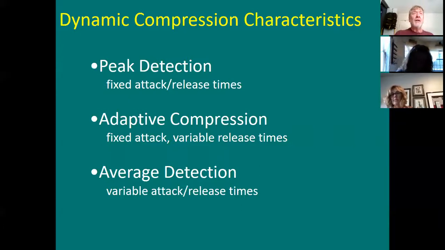So if you had a sound like a clap or a door slam, you'd have a quick attack, quick release. But if you had sounds like traffic coming toward you, that kind of sound takes longer to become louder and longer to become quieter again. So here, adaptive compression would provide its same quick attack time, but the release time would be longer.